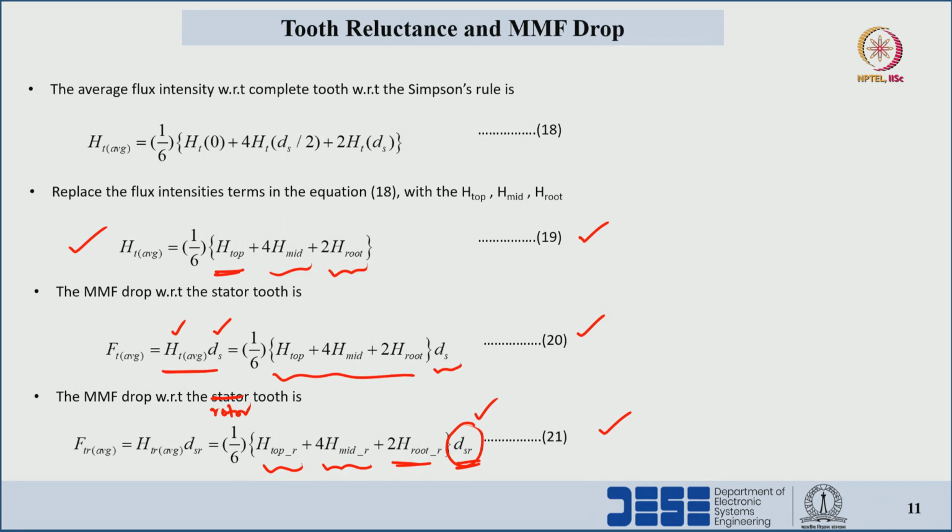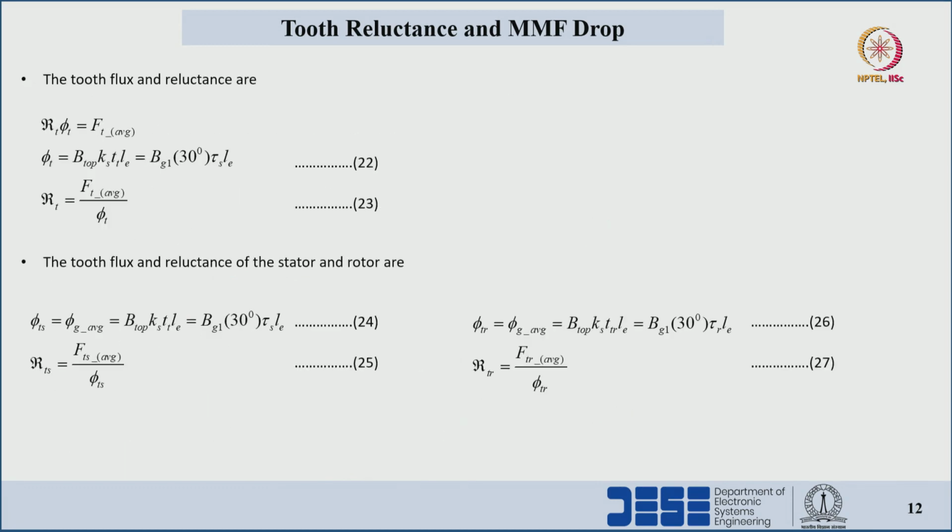Based on these two equations we can calculate the MMF drop at the stator tooth and the MMF drop at the rotor tooth. Now, we will calculate the reluctance terms with respect to the stator and rotor. Reluctance is nothing but MMF per flux, right. We know the flux value at the tooth and we know the MMF drop at the tooth, Ft, so based on that we can calculate the reluctance.